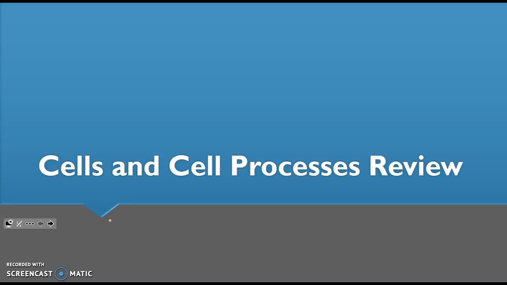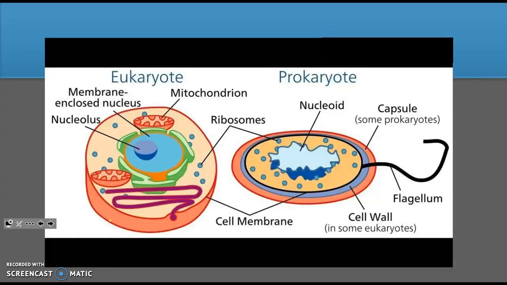All right, in this AIMS review, we're going to be reviewing the various types of cells and cell processes. So first, we're going to compare and contrast a eukaryotic and prokaryotic cell. Prokaryotes are usually smaller in size. Eukaryotes are usually larger in size. Remember that prokaryotes are the type of cell that evolved first. Eukaryotes evolved later, after prokaryotes.